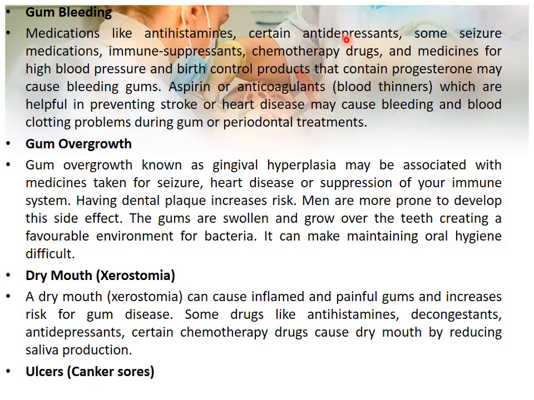Another thing that we are going to demonstrate during the examination of the gingiva is whether there is a gum overgrowth that we consider to be gingival hyperplasia, which sometimes may occur in association with medication for heart disease, or medication which is used for suppression of our immune system. And here the plaque is going to be increased and overgrowth or swelling of the gingiva may occur.